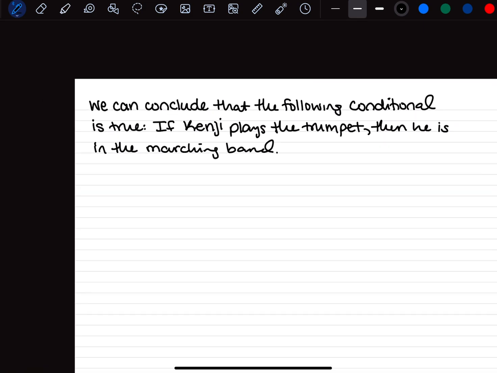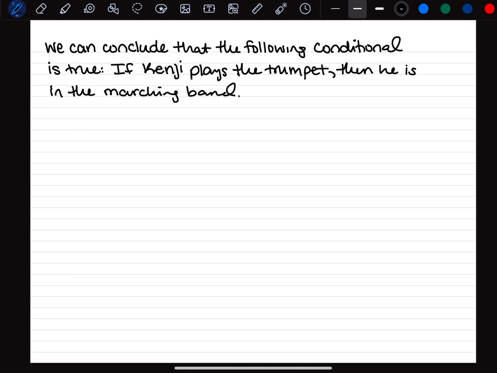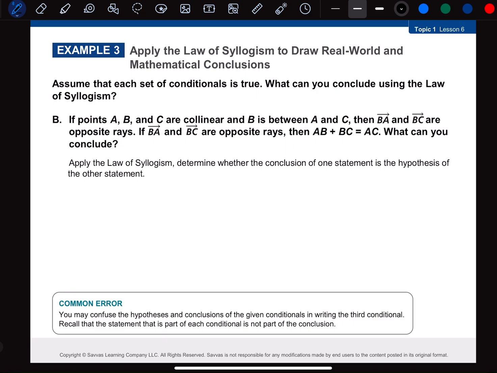Okay, now we're going to look at the next part of the example. So it says if points A, B, and C are collinear and B is between A and C, then the ray BA and the ray BC are opposite rays. If ray BA and ray BC are opposite rays, then AB plus BC equals AC. What can you conclude about that statement?